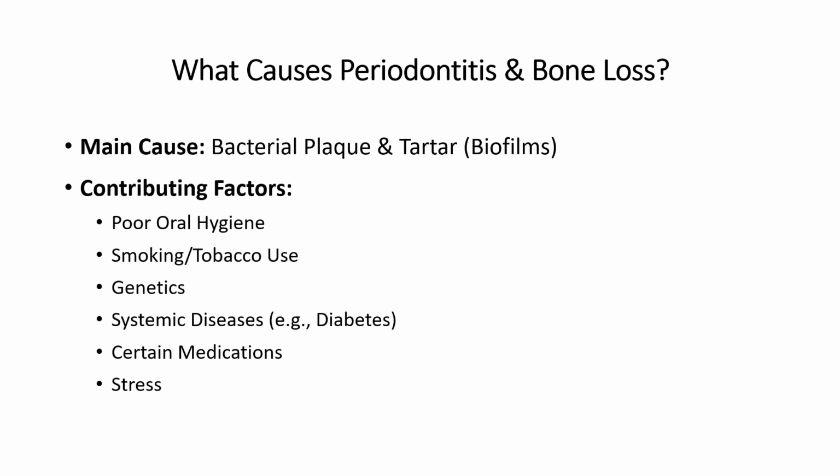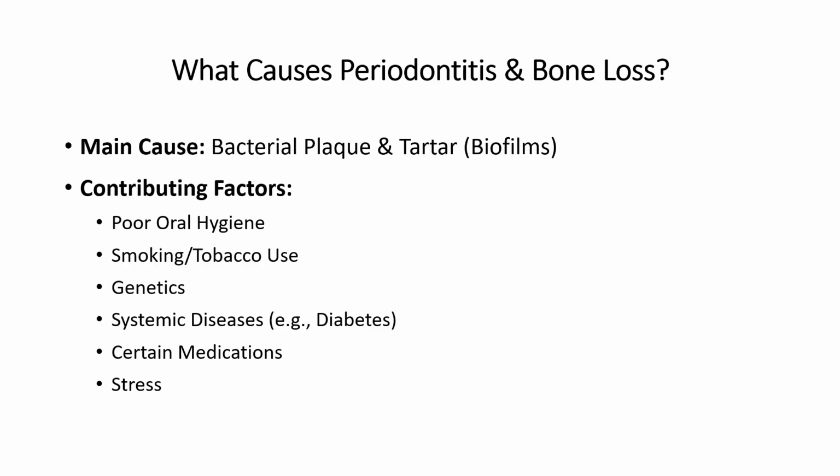So, what primarily causes this bone loss in periodontitis? The absolute main culprit is bacterial plaque and its hardened form, tartar, also known as biofilms. These are sticky, organized communities of harmful bacteria that cling to your teeth. They produce toxins that trigger your body's immune response. It's this continuous battle between your body and these bacteria that unfortunately results in the destruction of the bone.